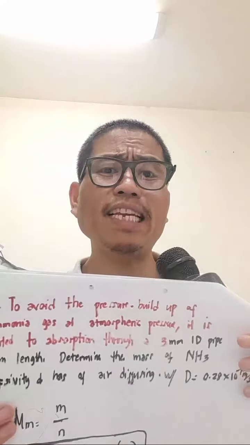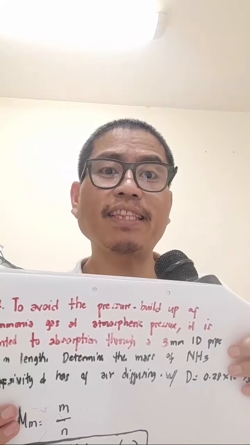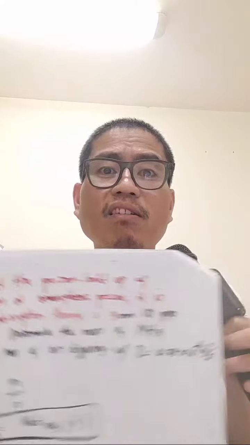Now, it is very evident that we have the molecular weight of ammonia. Based on my memorization it is around 17 grams per mole. Correct me if I'm wrong. Then we have the number of moles of ammonia here.